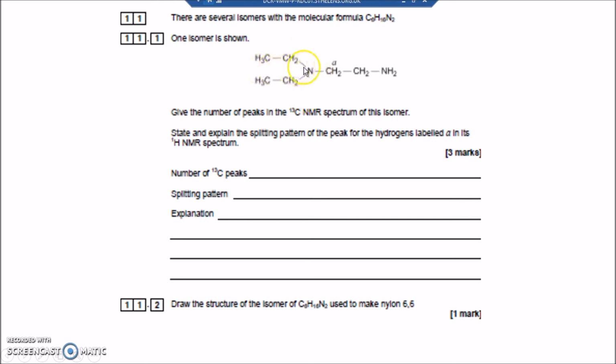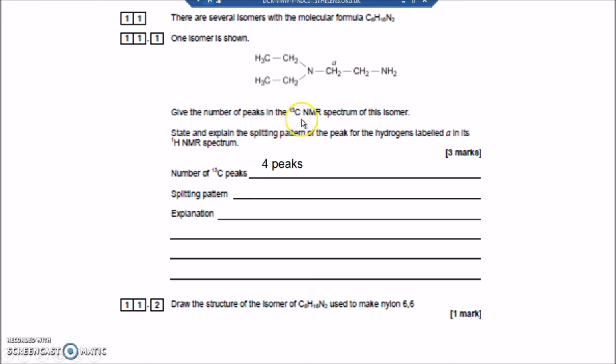Well, it's symmetrical from the N onwards, up and down. So those two carbons are the same environment, so that's one. Those two CH2s are in the same environment, that's the second one, both bonded to that N. Here's a third one, a CH2 bonded to an N, and a CH2 bonded to an NH2. So there's 1, 2, 3, 4.